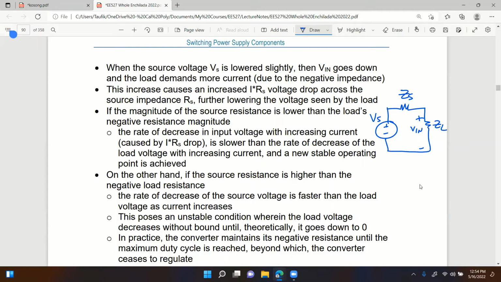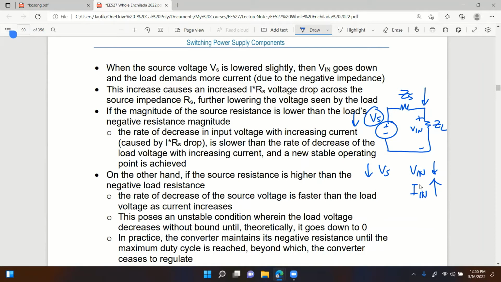And what did I say here? When the source voltage Vs is lowered slightly, so right here it decreases, then Vin goes down, right? Accordingly, as you can see, that's a voltage divider, so Vin goes down. So as Vs goes down, Vin goes down. Then Vin goes down and the load demands more current due to the negative impedance, right? So because this is negative impedance, remember earlier, if Vin goes down, that means Iin has to go up, right? For the constant power, right?